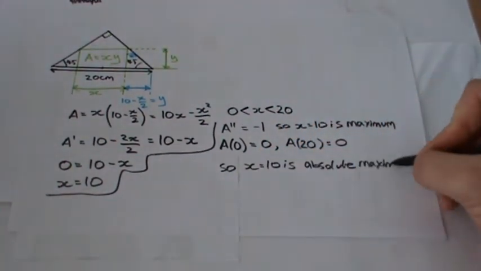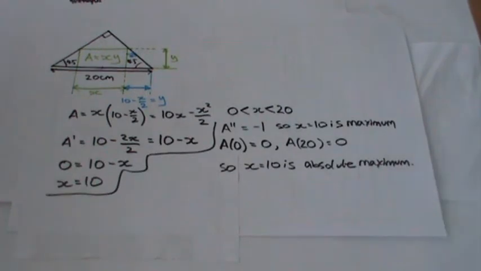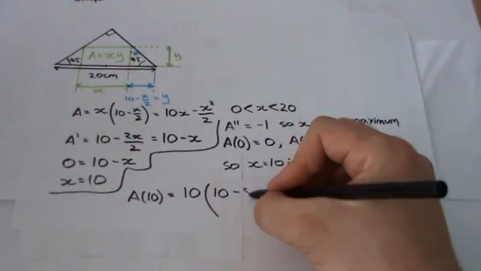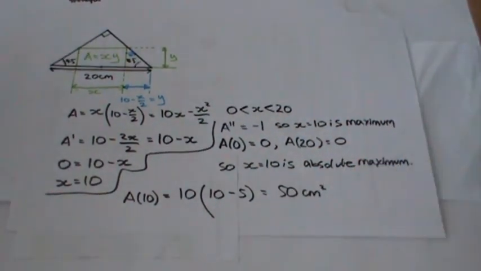We'll analyse A(0) and A(20), and both of those are equal to 0, which tells us that x equals 10 is the absolute maximum, which means it's the maximum value that the area can take. The question asked us to find an area, so we look for the function A where x equals 10, and we find that the maximum area we can create is 50 centimeters squared.